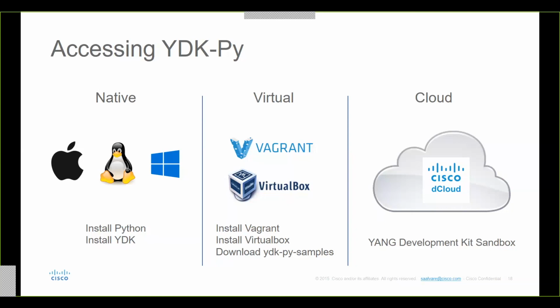You are able to just search in the catalog for Young Development Kit. That Young Development Kit sandbox gives you a Linux box. It basically creates a virtual lab for you that has a Linux box that already has YDK installed, and it has two iOS XR routers connected back to back. The Linux box that has YDK installed also has hundreds of sample apps installed, so you can start running those scripts against the routers.